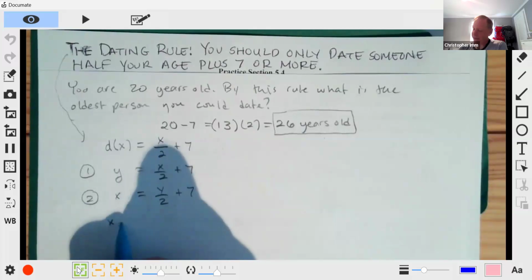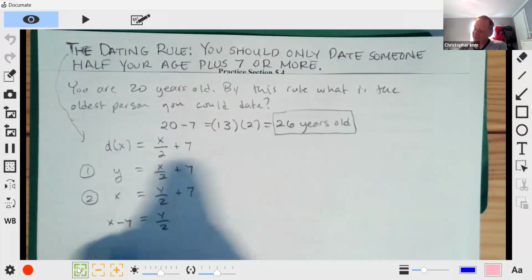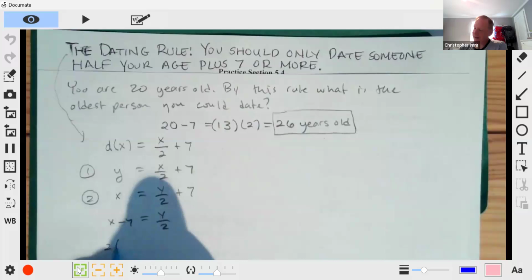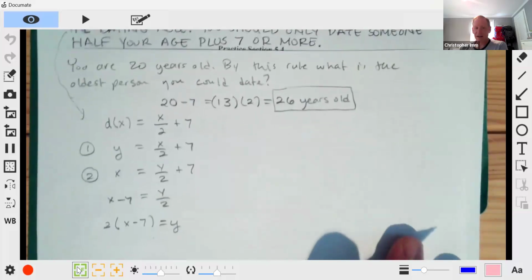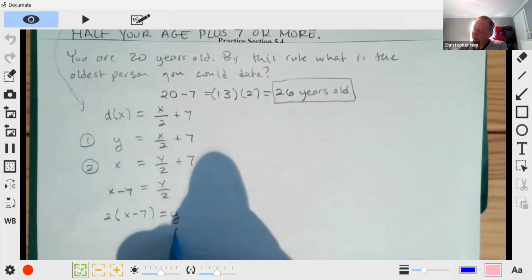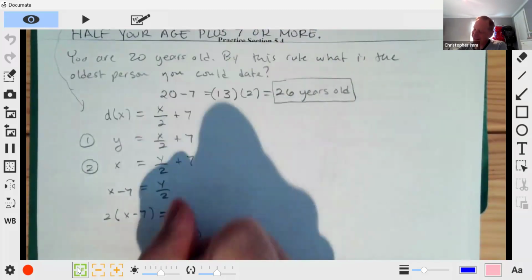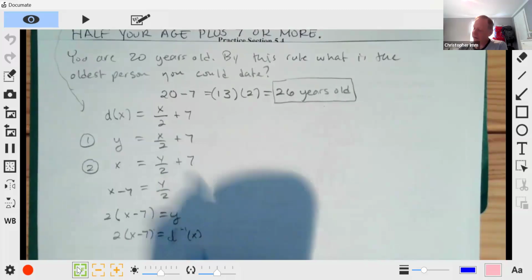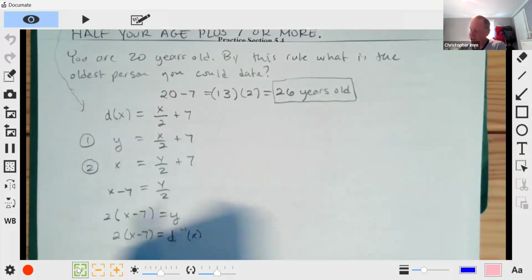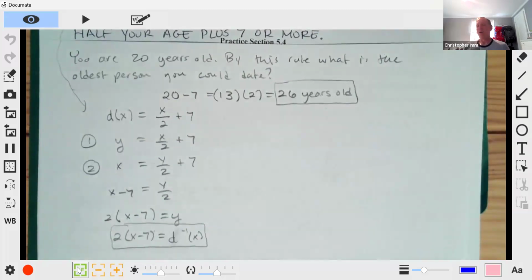So I would subtract 7, just like we did here. I would multiply by 2, just like we did here. So y would be your inverse, or in this case, we would call it d inverse. So a younger person would subtract 7 from their age and then double it. And that would be the oldest person that they would want to date according to this rule.